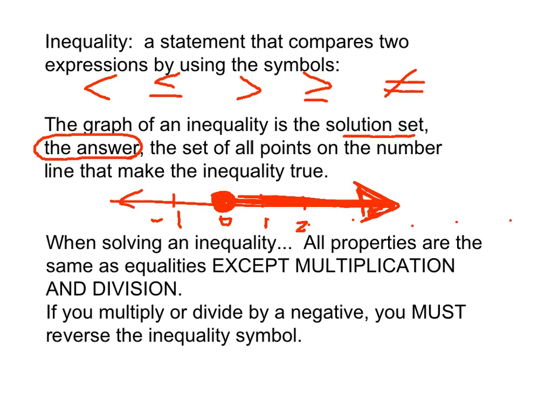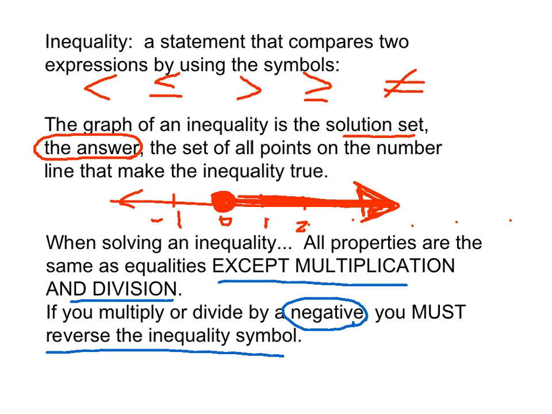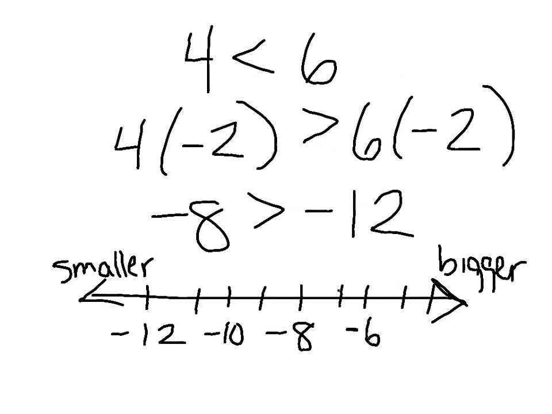So when solving an inequality, all properties are the same as equalities, except multiplication and division. That means when you're going about solving something, you're adding and subtracting, and everything is the same except you have a greater than or less than sign instead of an equal sign. But if you do multiplication and division with a negative, you must reverse the inequality symbol. Okay, must, and I'll give you a few examples.